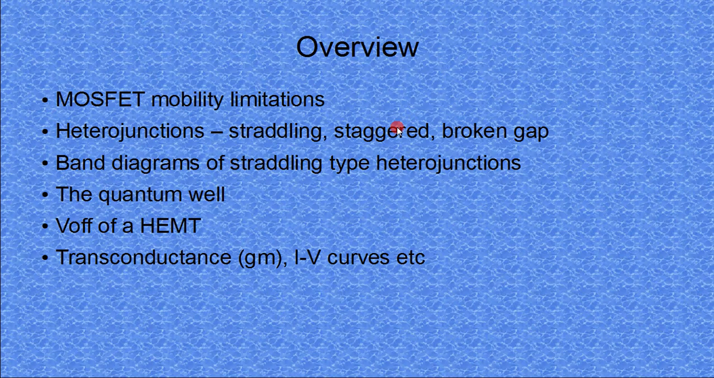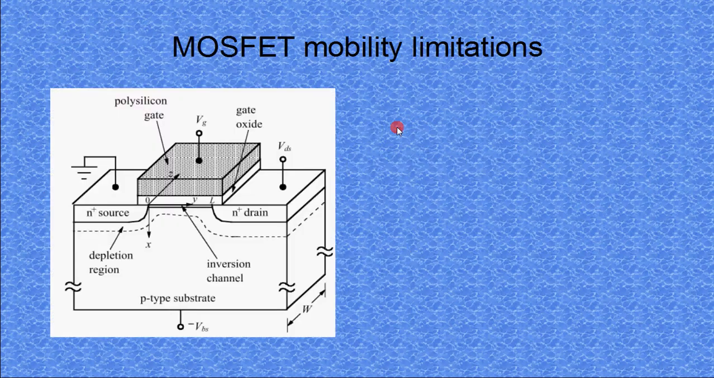Then we'll quickly derive the V off for a HEMT. We'll get expressions for transconductance and drain current. And finally, we'll finish off with a few applications.